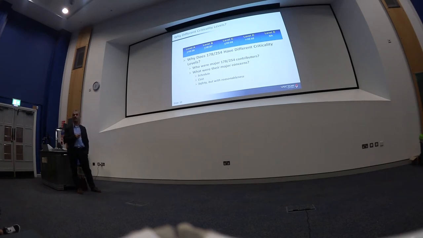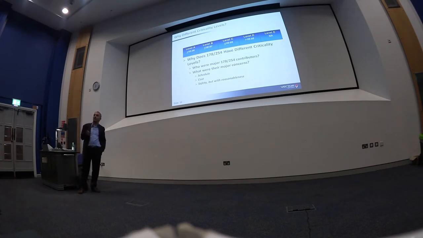So the probability of a software error in a level A software, okay, is this one, 10 to the minus 9. For a level B, it's 10 to the minus 7. For a level C, it's 10 to the minus 5. And for level D, it's from 10 to the minus 5 to 10 to the minus 3. Okay. But what is the real motivation of criticality level?